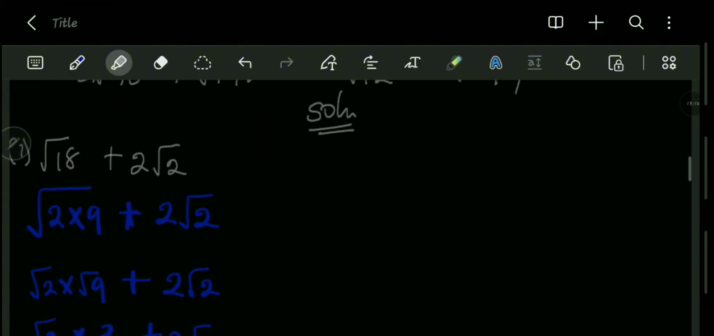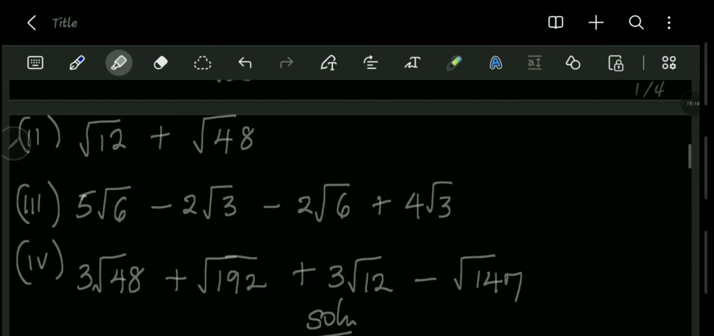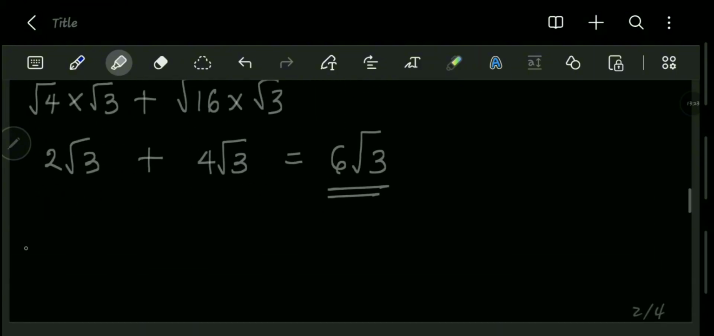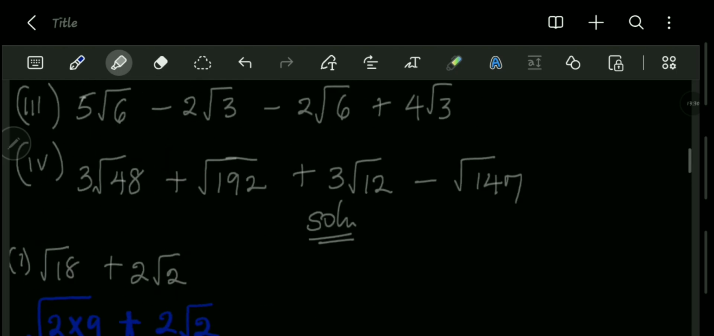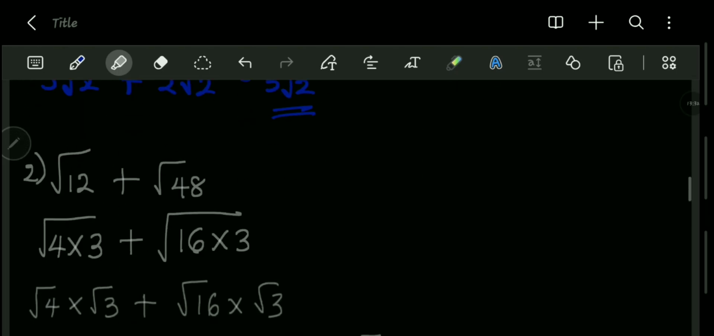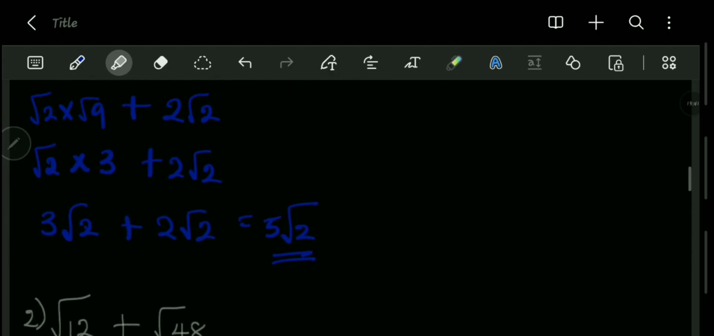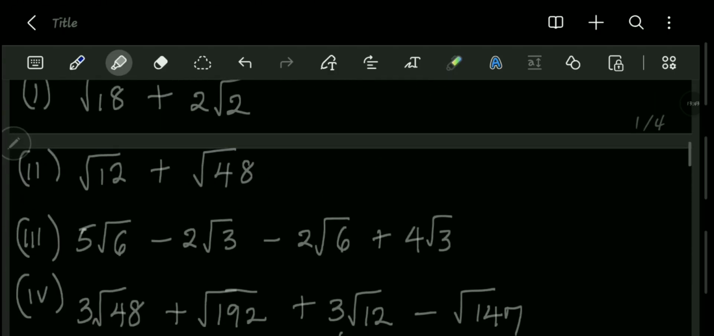Alright, for question 3, we have 5 surd 6 minus 2 surd 3 minus 2 surd 6 plus 4 surd 3. So for question 3, I'm having 5 surd 6 minus 2 surd 3 minus 2 surd 6, then plus 4 surd 3.